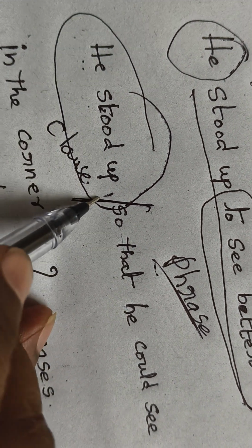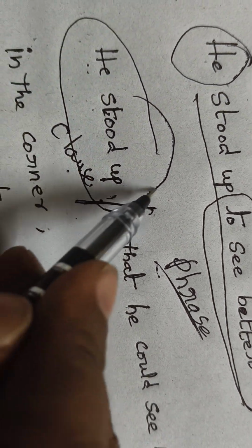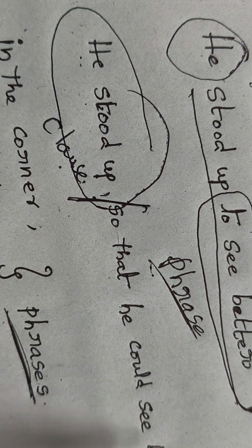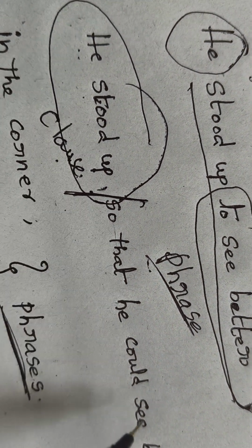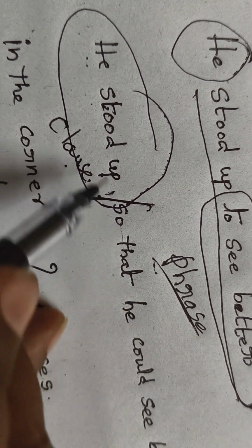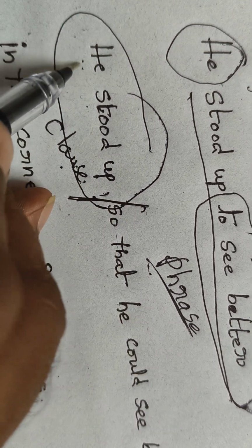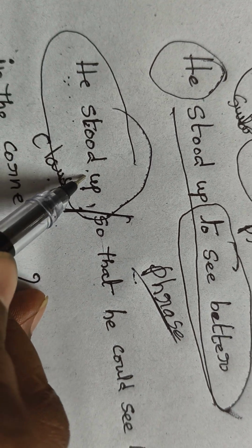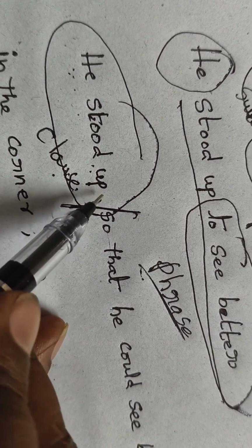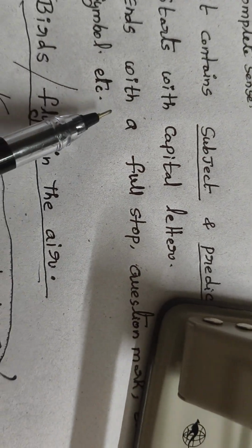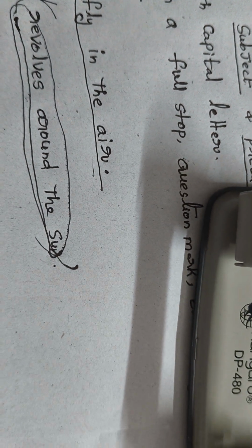Why is it called a clause? A clause is a group of words, or a clause is a part of a sentence. A clause is part of a sentence, not a sentence. Though it contains subject and predicate, because he stood up does not end with a full stop. According to the sentence rule, a sentence ends with a full stop, question mark or exclamatory symbol.